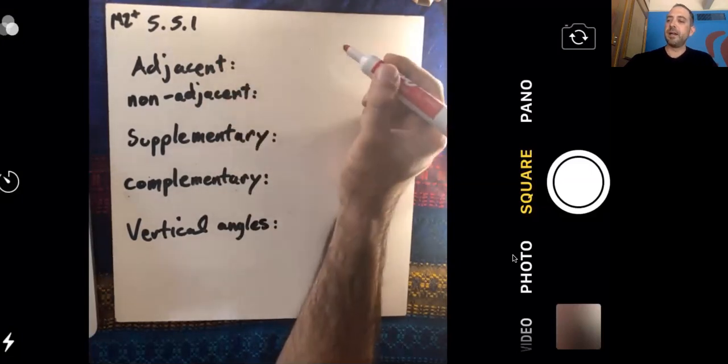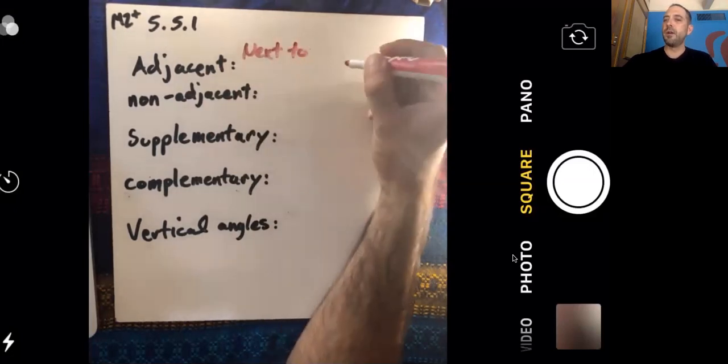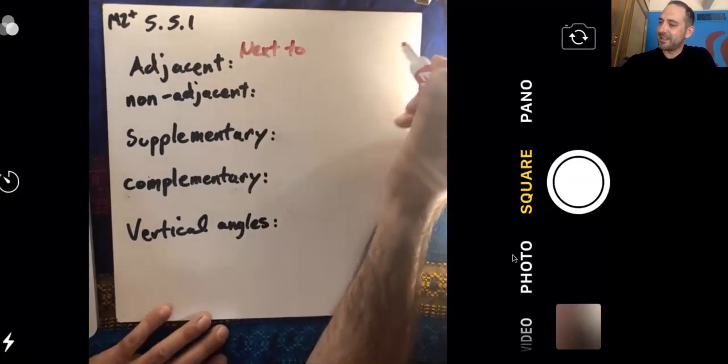All right, here is some vocab that we will need. Now, adjacent. Adjacent just means next to, right? Next to. Okay, so this is kind of funny. This is how I taught this a couple years ago, so I'm going to do it.